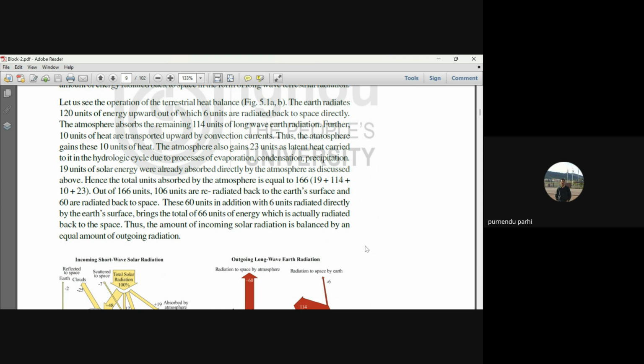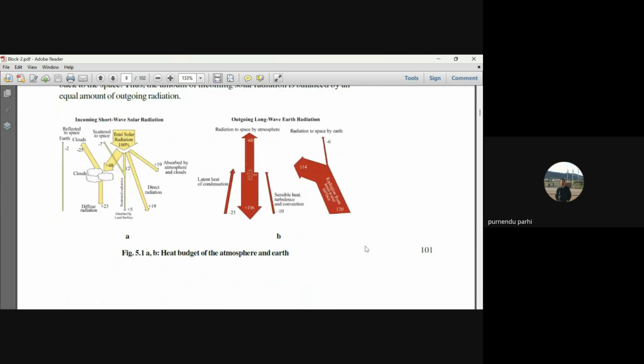Out of the 166 units, 106 units are re-radiated back to the Earth's surface and 60 are radiated back to space. These 60 units, in addition to the 6 units radiated directly by the Earth's surface, bring the total to 66 units of energy which is actually radiated back to space. Thus, the amount of incoming solar radiation is balanced by an equal amount of outgoing radiation. Here is the diagram which shows the heat budget of the atmosphere and Earth. On the left hand side is the incoming short wave solar radiation, whereas on the right hand side is the outgoing long wave Earth radiation. They have shown it here.